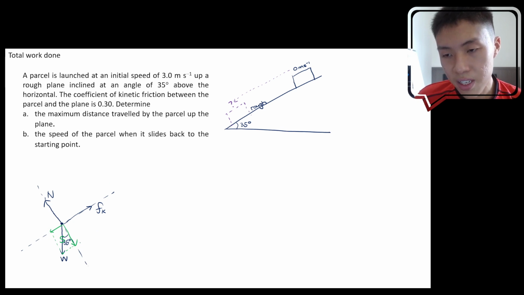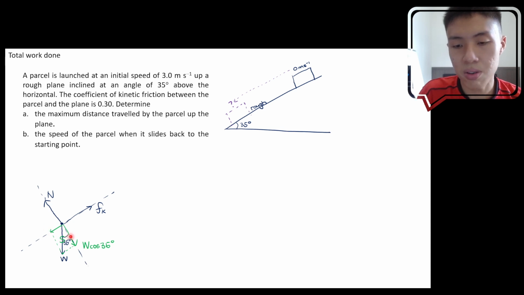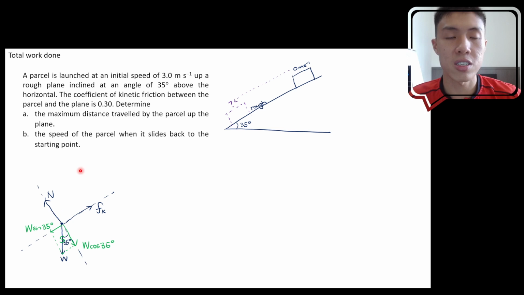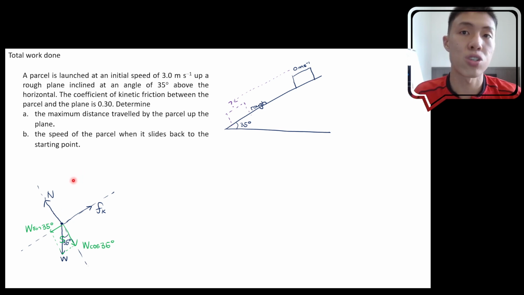So 35 is near to the y component, so y will be cos. Okay, cosine w, cosine 35 degree. Whereas for the x component, because it's far away from the angle, it will be sine. So this will be w sine 35. Okay, right now I believe you can see the distinct difference between situation A and situation B.